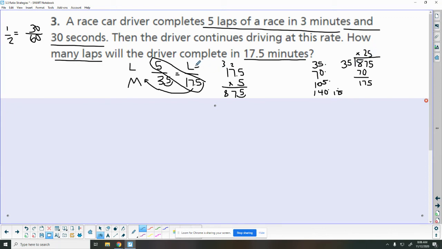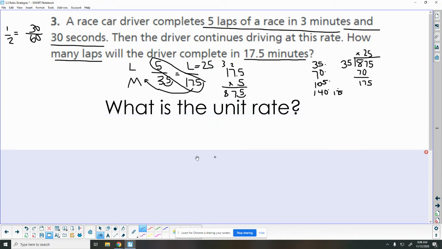So to do 25 laps, it will take 17.5 minutes. So another thing we should ask ourselves is, what is our unit rate? So I want to find out how many laps they can do every minute. So I want to know how many laps per minute.